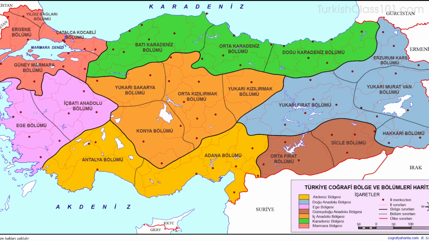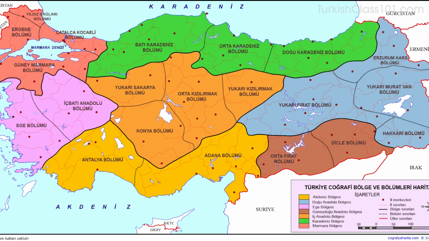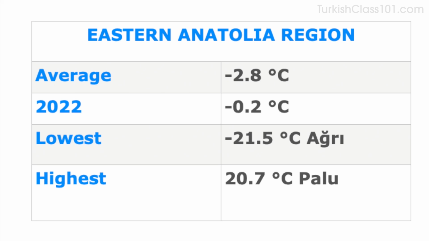Black Sea region. The long-term average is 7. It was 3.5 in 2022. The lowest temperature was minus 12.7 in Bayburt. The highest was 26.1 in Ünye. Eastern Anatolia region. The long-term average temperature is minus 2.8. In 2022, it was minus 0.2. The lowest temperature was minus 21.5 in Ağrı. The highest was 20.7 in Palu.